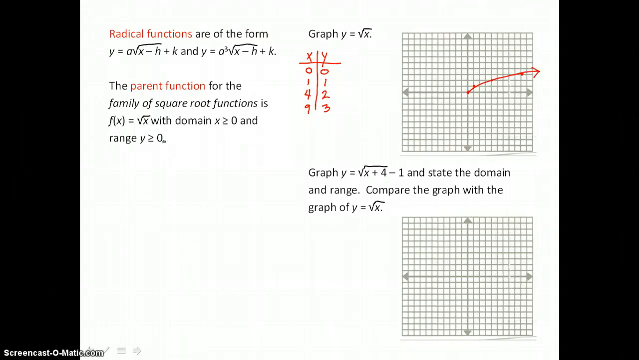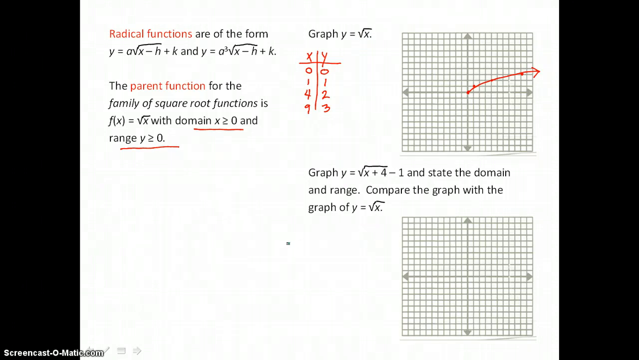Okay, so you can see that the domain is all x greater than or equal to 0, because we can't take the square root of a negative, and the range for this parent function is y greater than or equal to 0, because when we take the square root of those numbers, we'll never get a negative value.